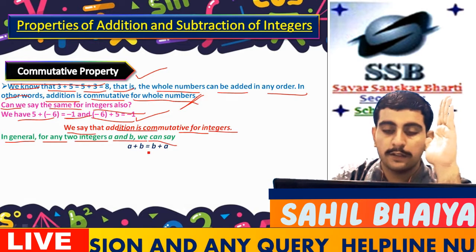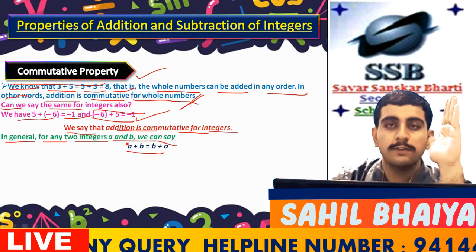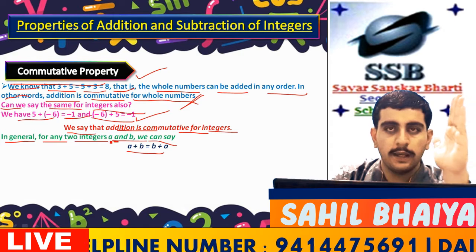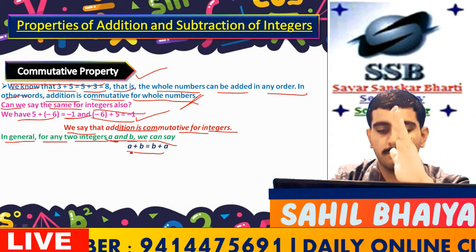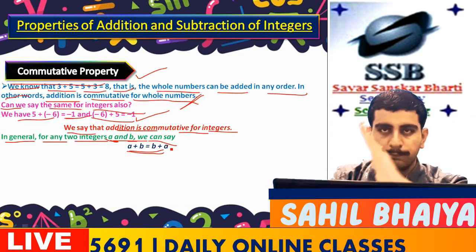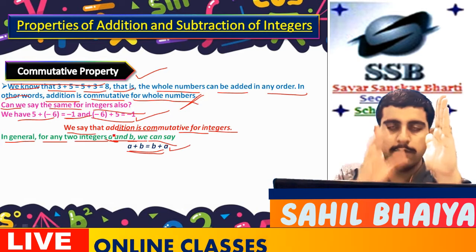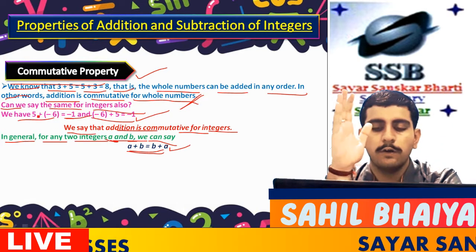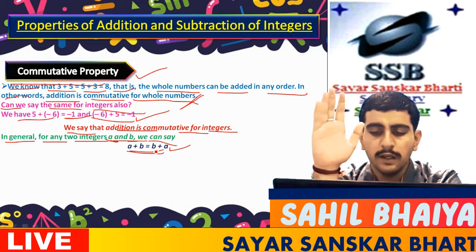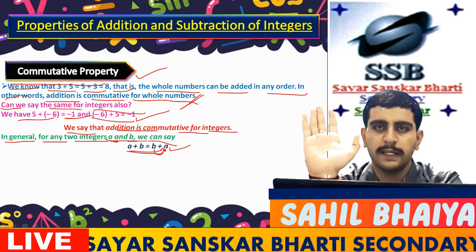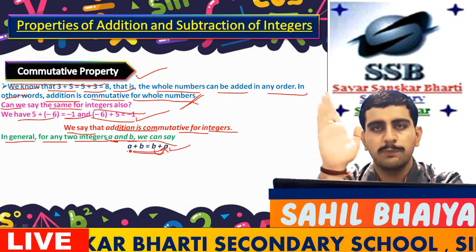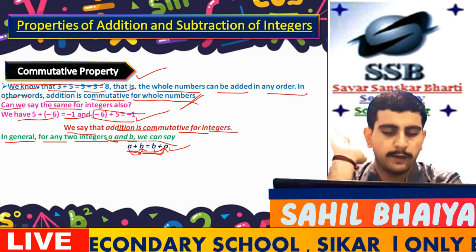Why? It doesn't make any impact on the answer whether we add first a and then b, or b and a. It means first we have a, then we add b to it, or we have b, and we add a to it. In both cases, the answer will be the same. It means 2 plus 3 or 3 plus 2, the answer is always 5.